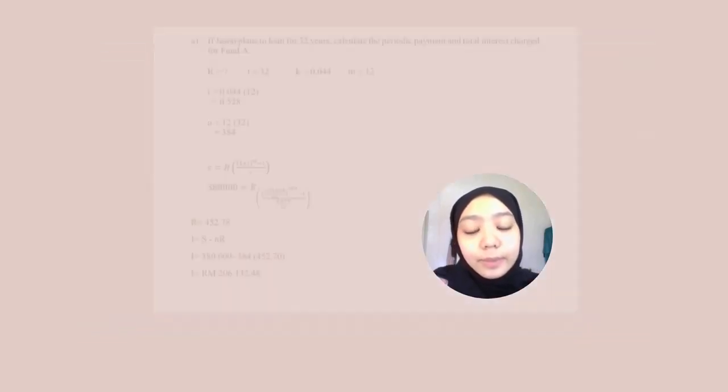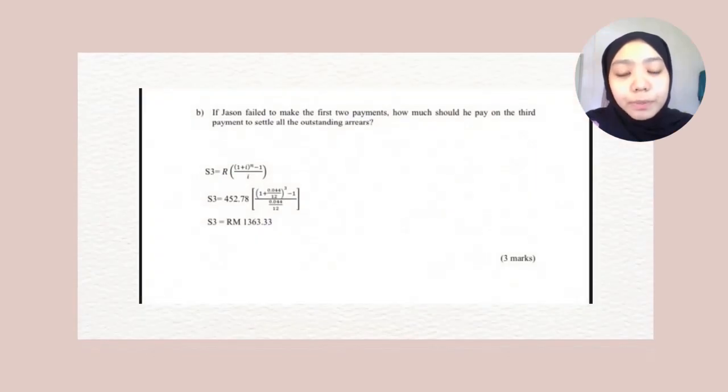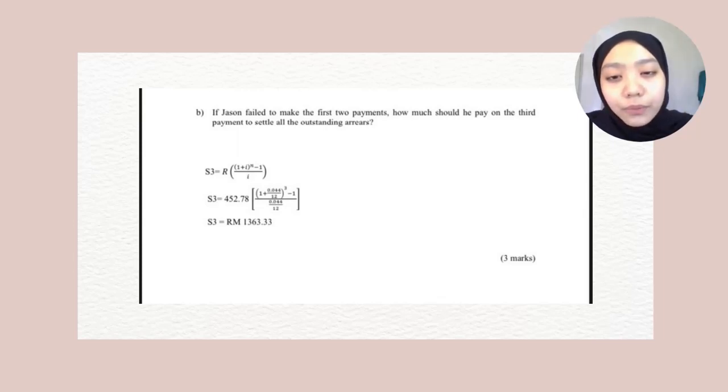1,032.48 cents. Question B. If Jason failed to make the first two payments, how much should he pay on the third payment to settle all the outstanding arrears? So I'm going to use the S formula over again. So S3 equals R[(1 + i)^n - 1]/i. So S3 equals 452.78 ringgit [(1 + 0.044/12)^3 - 1]/(0.044/12). So the final answer will be 1,363 ringgit 33 cents.